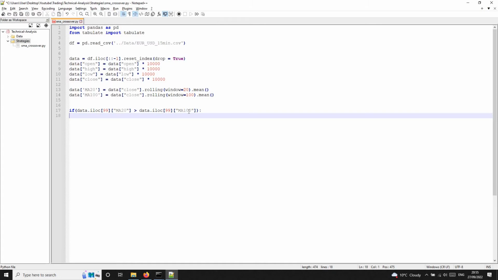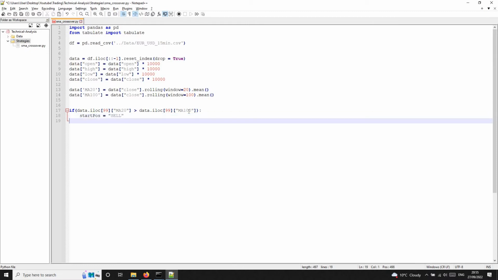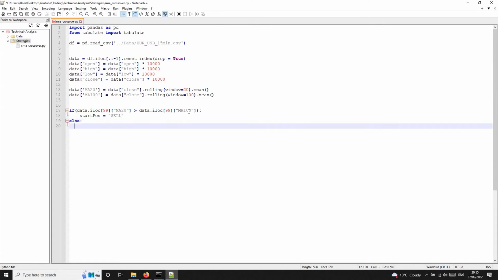I'm checking if MA20 is above MA100, it means my starting position is sell. Whenever the crossover happens, it will be a sell position. Otherwise it will be a buy position. So that's my basic, to do the historical data, what is my position, as I explained.